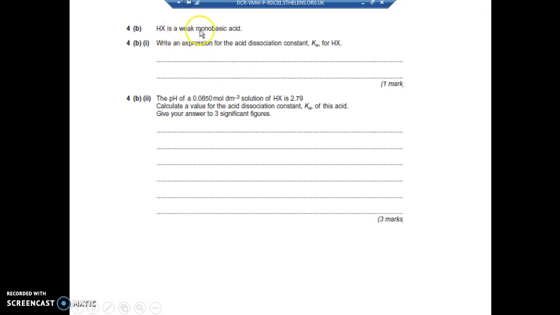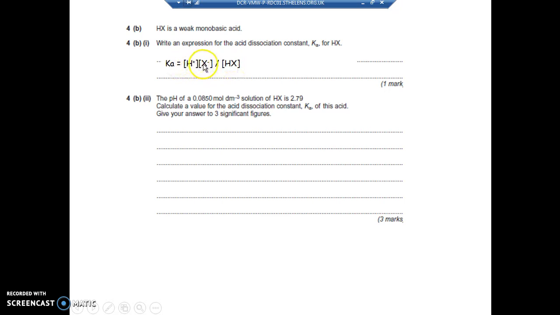HX doesn't exist. Weak monobasic acid means it's not a superacid like sulfuric acid. 1 mole of this reacts with 1 mole of a base. Sometimes they use HA instead of HX. Neither of them exist, but what we do know is that HX makes H plus and X minus, because all acids make H plus, so we must end up with X minus as a product as well.